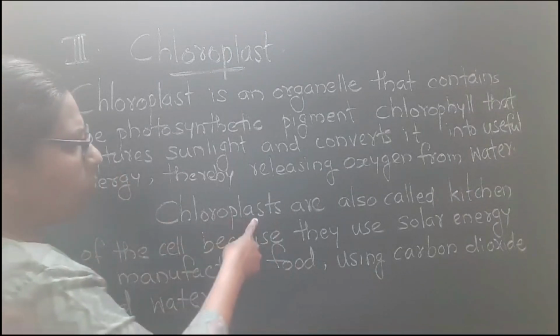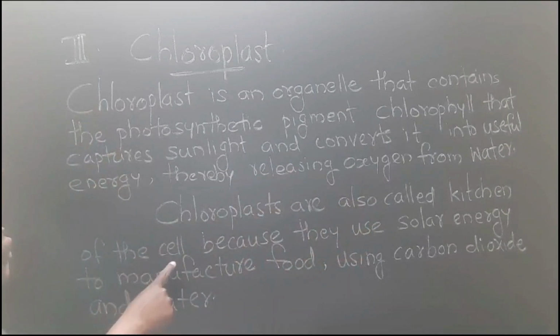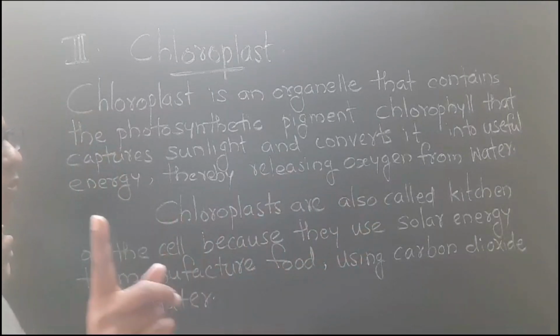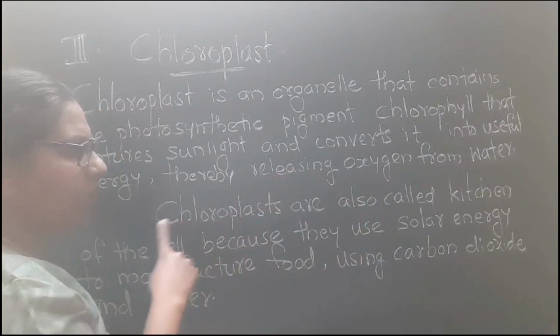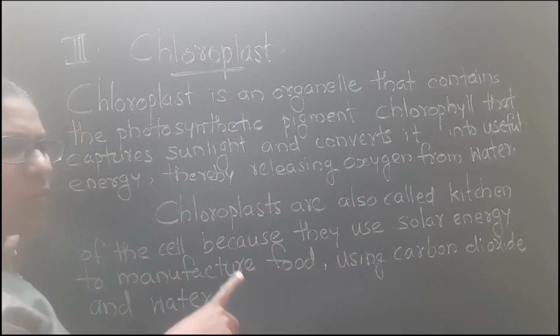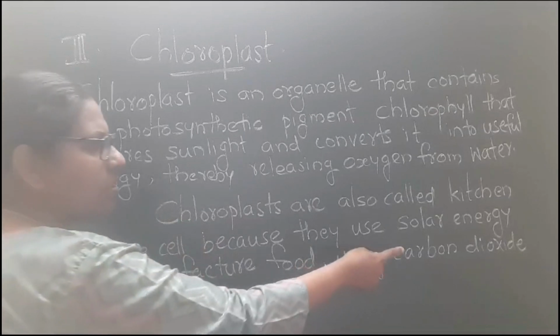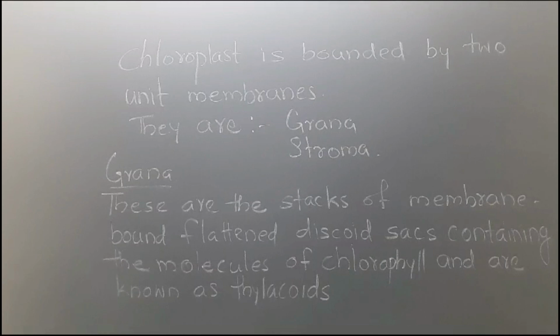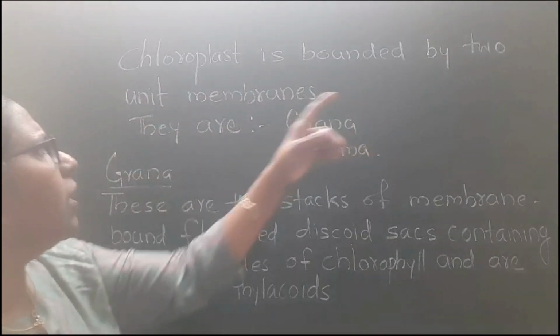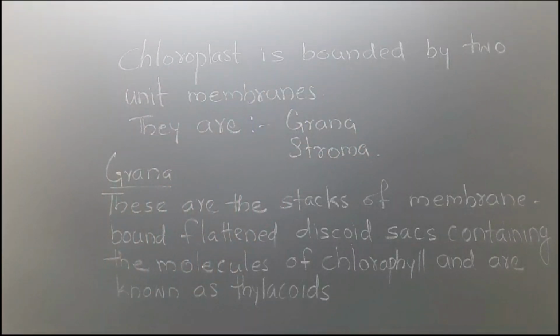So chloroplasts are also called the kitchen of the cell because it is using solar energy for manufacturing food for the entire plant. For that it needs carbon dioxide and water. Chloroplast is bounded by two unit membranes. They are grana and stroma.